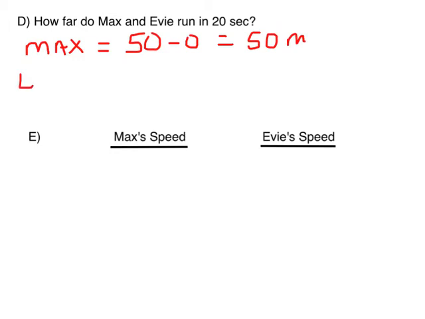Then if we take a look at Evie, this is a little tougher here. You've got to be very careful. You know she ended up at 60 meters after 20 seconds if you read the graph. But she did not start at 0, did she? Max gave her a 25-meter head start.